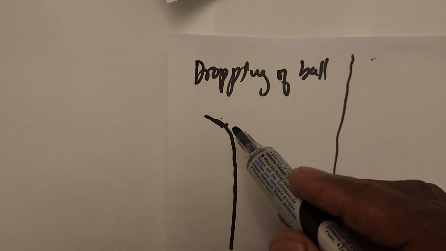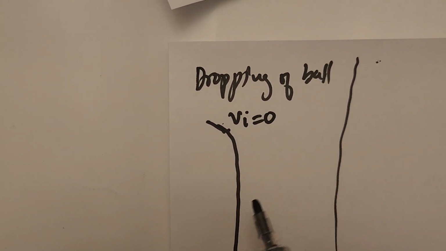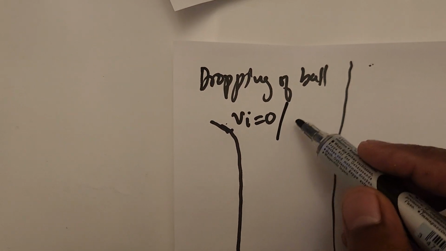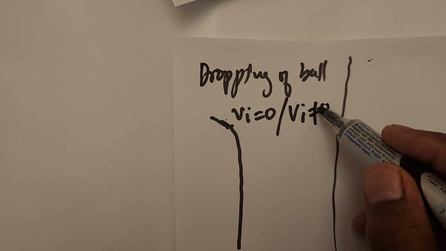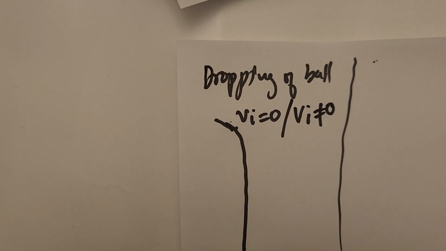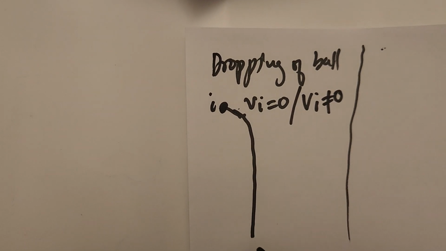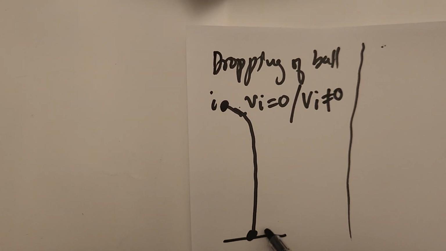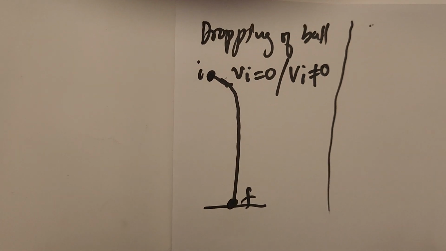Either you'll drop the ball with the initial velocity of 0, that's when we say the ball is released, or you drop the ball in the air with an initial velocity that is not 0. The ball is projected vertically downwards with the velocity of this one. Therefore, this becomes our initial point, and when it hits the ground, that's our final point. So we'll deal with this one.